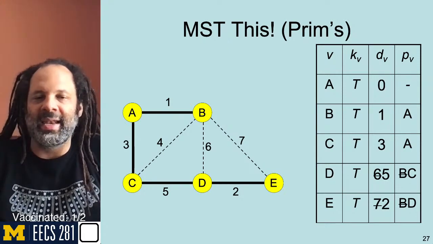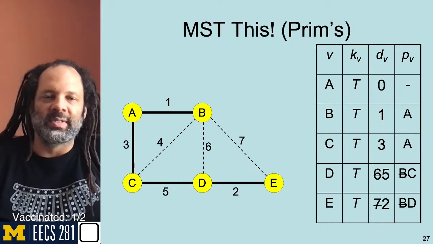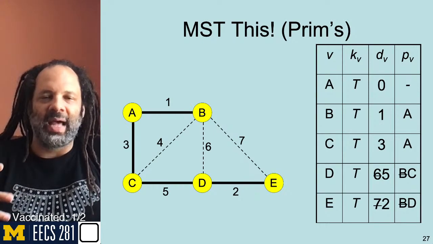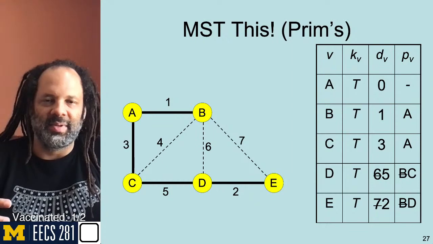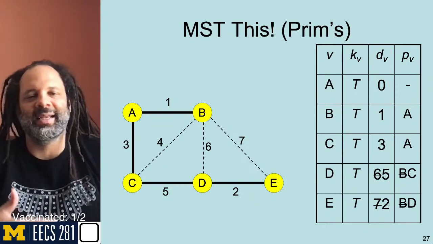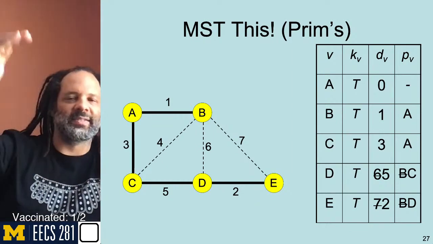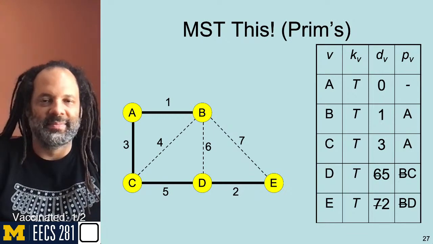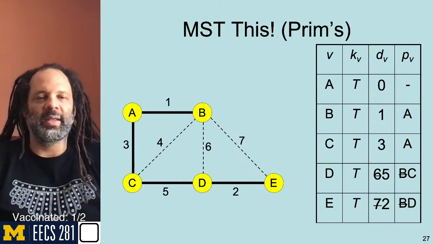If you understand how Prim's works, then you would say, well, D's parent would have to be C, because that's the way that it got connected. It didn't get connected through E if I started at A. So that's something they can do.